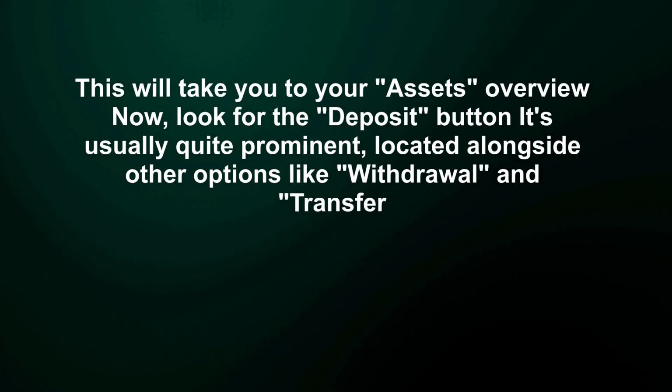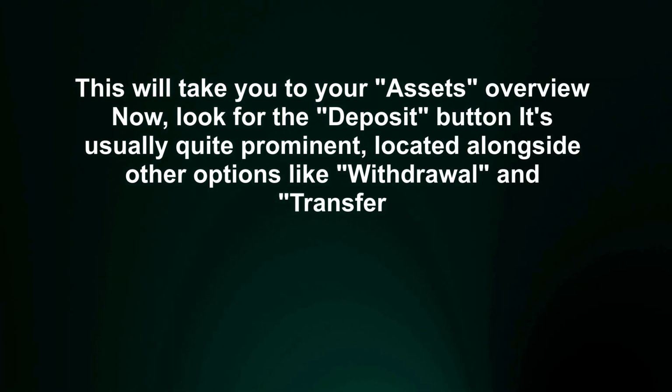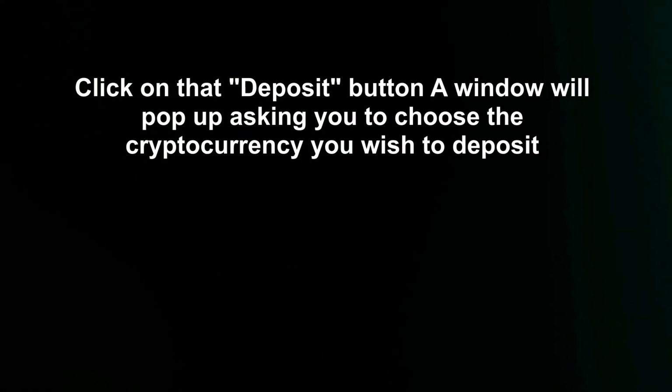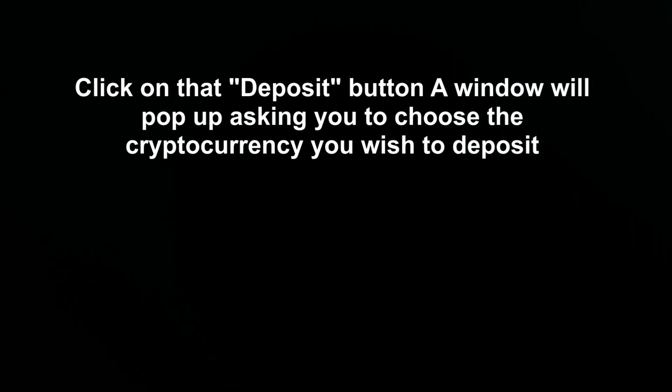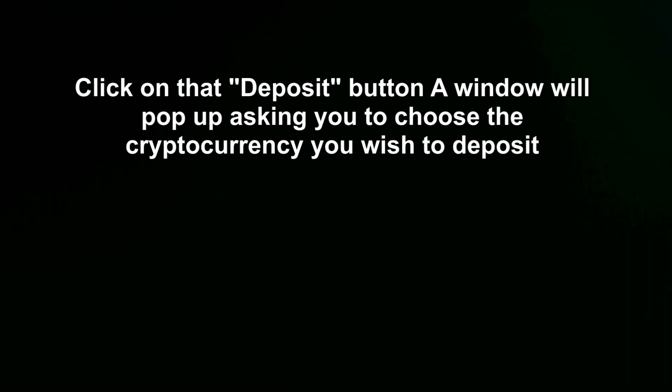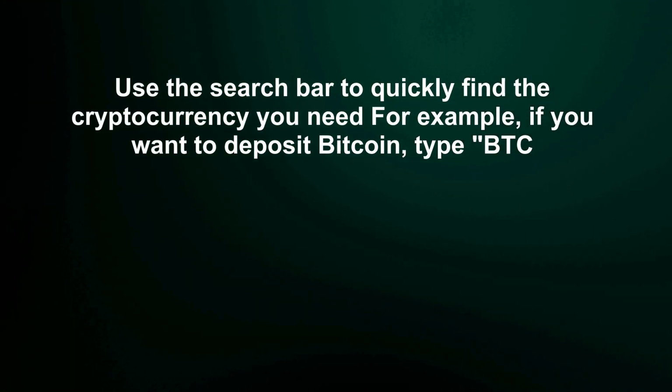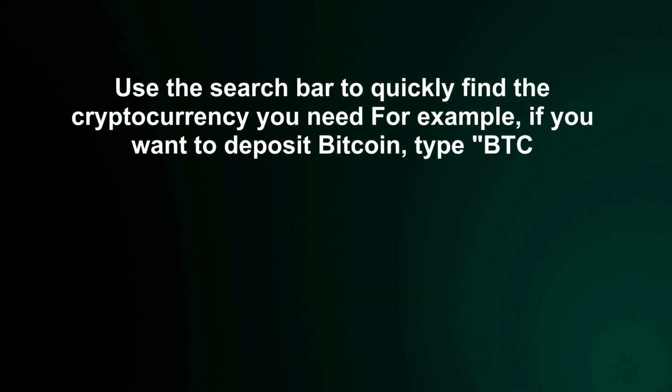Now look for the deposit button. It's usually quite prominent, located alongside other options like withdrawal and transfer. Click on that deposit button. A window will pop up asking you to choose the cryptocurrency you wish to deposit. Use the search bar to quickly find the cryptocurrency you need. For example, if you want to deposit Bitcoin, type BTC.